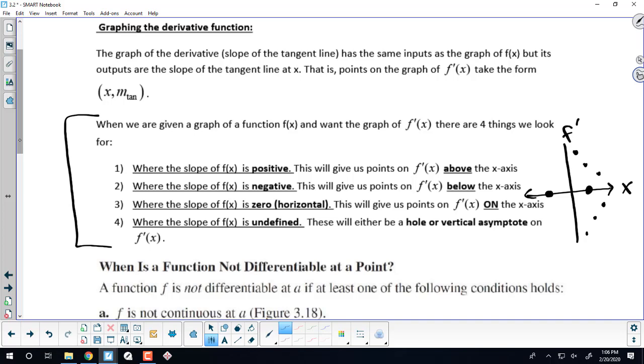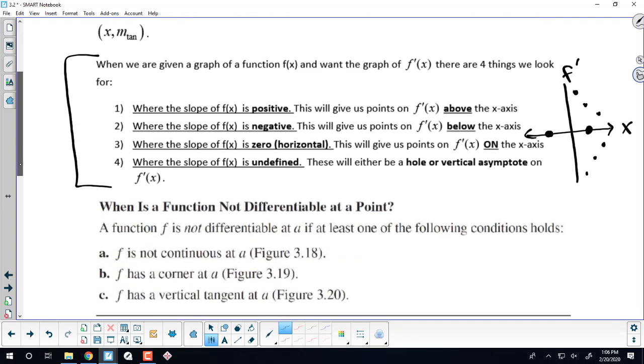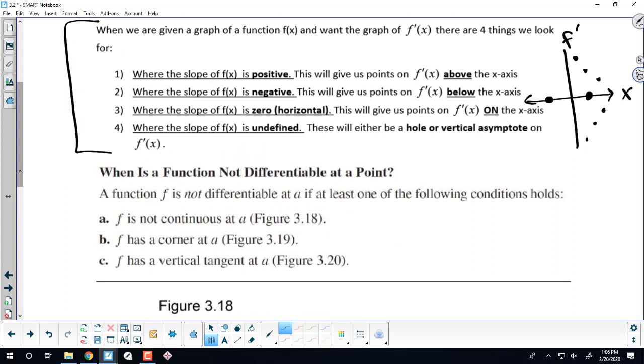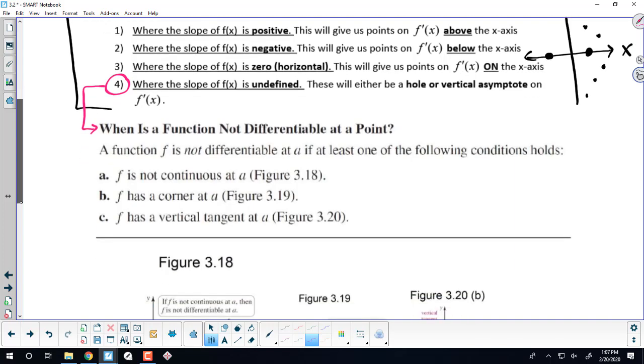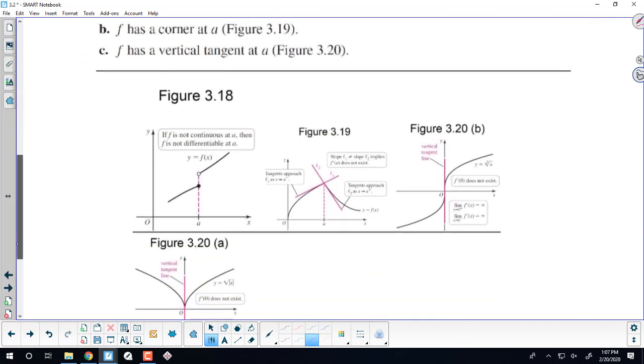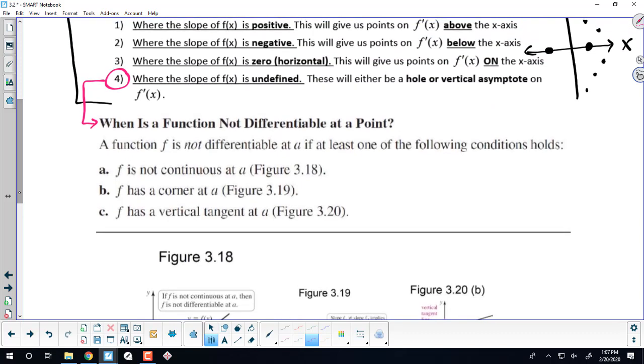Okay. So hopefully at least the first three make a little bit of sense. The fourth one, we really haven't discussed the instances where the derivative is undefined. So for that one, we have the A, B, and C below. That's for when the derivative is undefined, or for these three parts. And those are all illustrated here in these graphs as well. So when a function is not differentiable at a point, what does differentiable mean again?